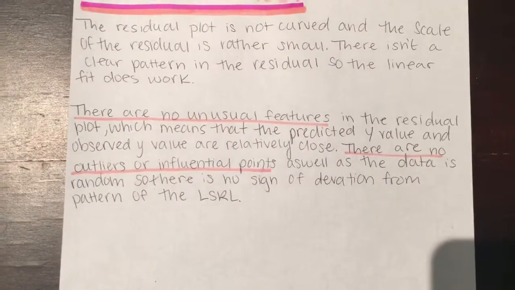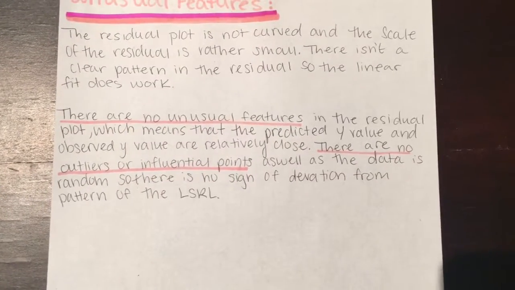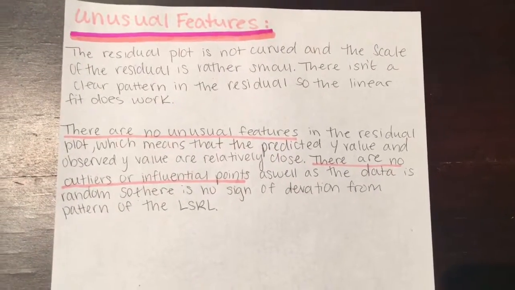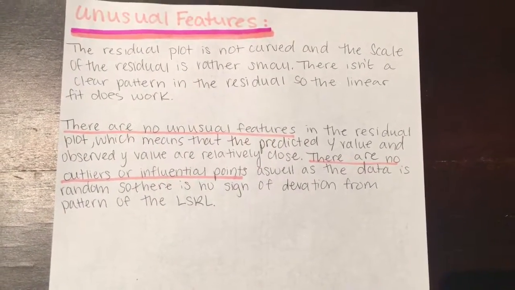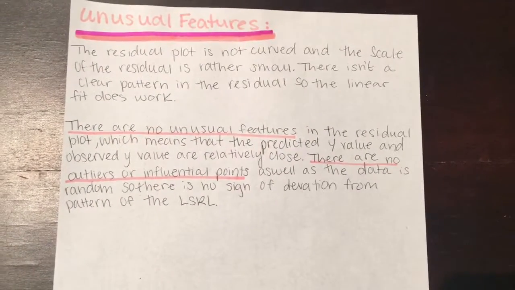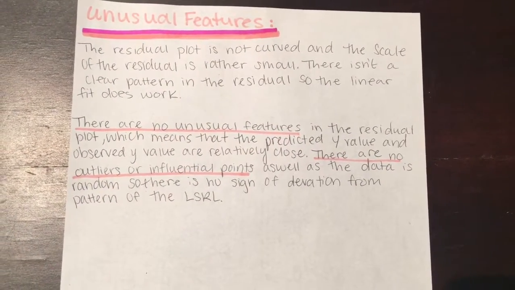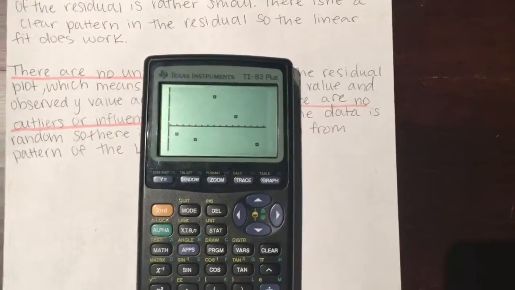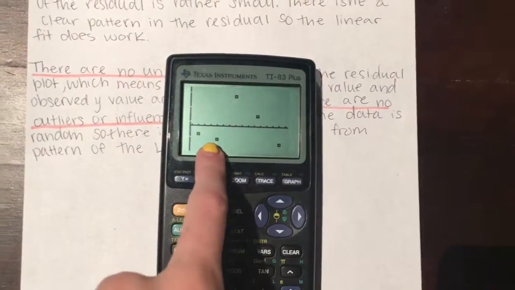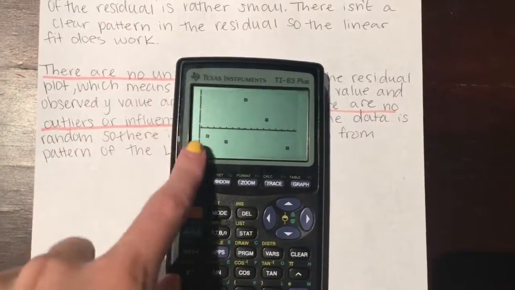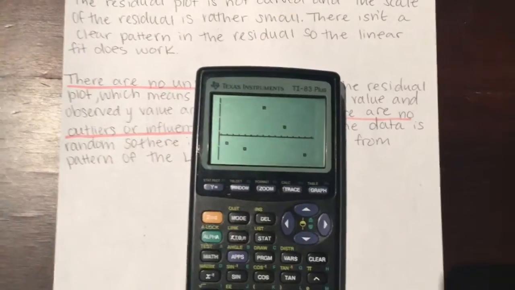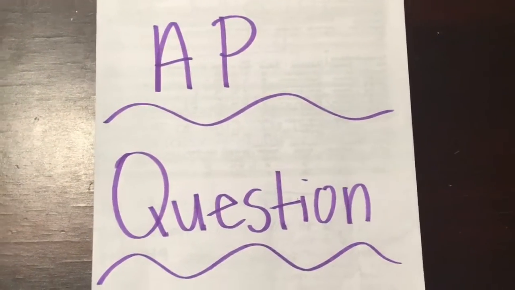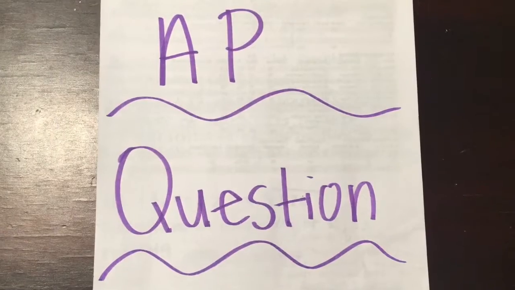There are no unusual features in the residual plot, which means that the predicted y value and the observed y value are relatively close. There are no outliers or influential points, and the data is random, so there is no sign of deviation from the pattern of the least squares regression line. What residuals tell us is the distance that the points are from the least squares regression line, so they're all relatively close.